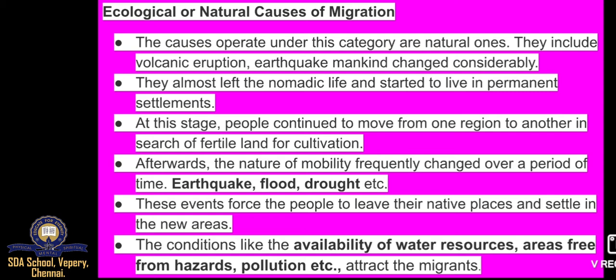Afterwards, the nature of mobility frequently changed over a period of time: earthquake, flood, droughts, etc. These events forced the people to leave their native place and settle in new areas. Conditions like the availability of water resources, areas free from hazards, pollution, etc. attract the migrants. So that's all about the ecological or natural causes of migration.